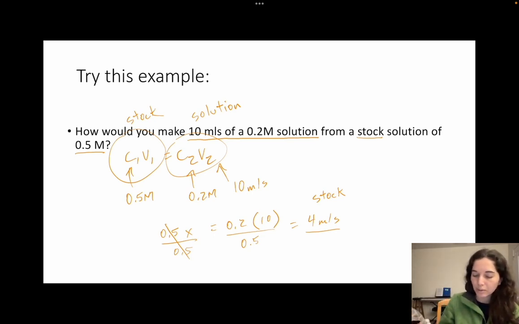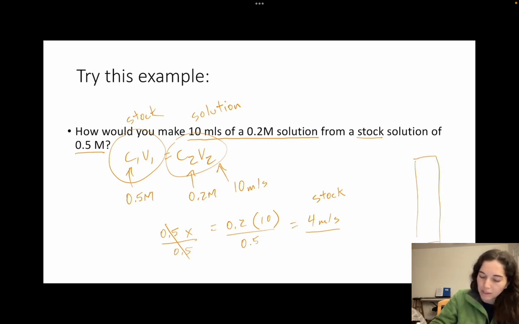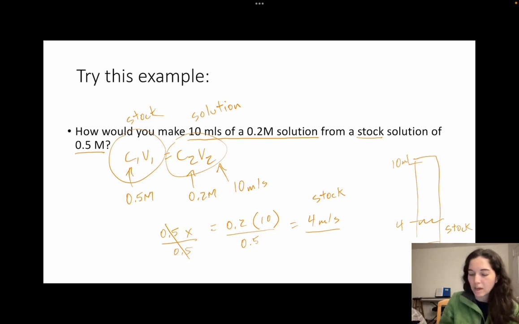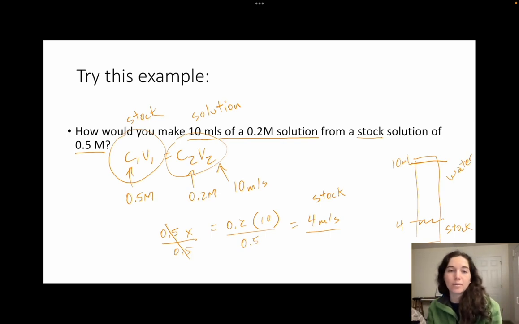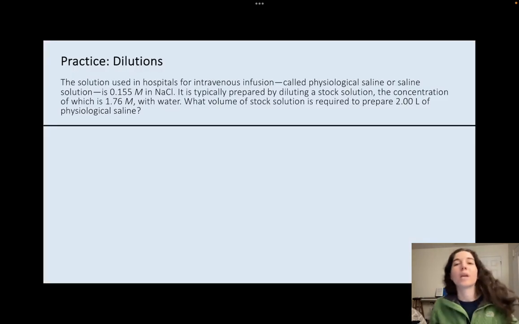So what you would want to do is, if you had a graduated cylinder that was 10 milliliters, you'd fill it to 4 with the stock solution. And then you'd fill it to 10 with the water. So that's 6 milliliters of water. Let's do one more practice problem.